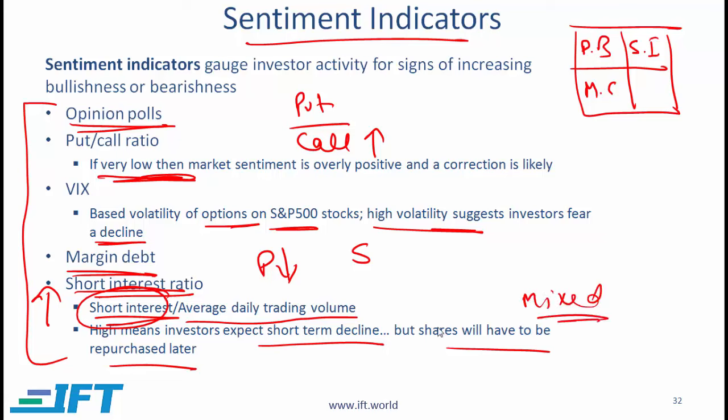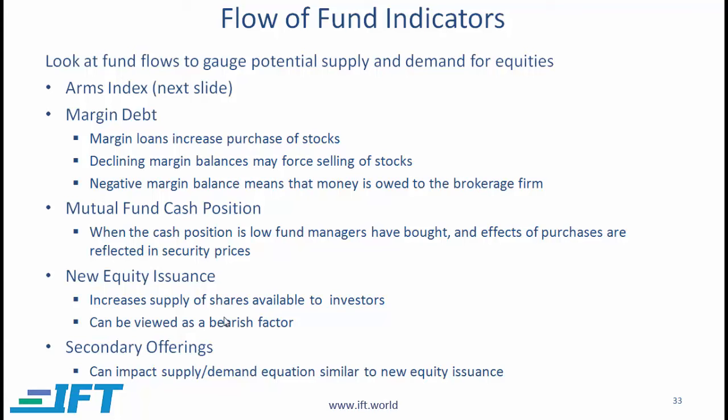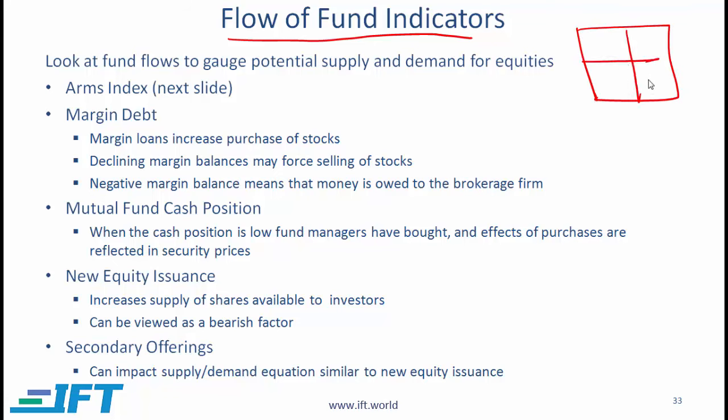You have to look at the situation more carefully to determine whether this particular ratio implies that prices will go up or down. At this stage, you simply need to know that short interest ratio means the short interest divided by average daily trading volume. And finally, we are talking about flow of fund indicators. So in our four sets of indicators, now we are on the final one. Essentially, the flow of fund indicators look at fund flows to gauge potential supply and demand for equities. The indicators we need to understand are given right here.